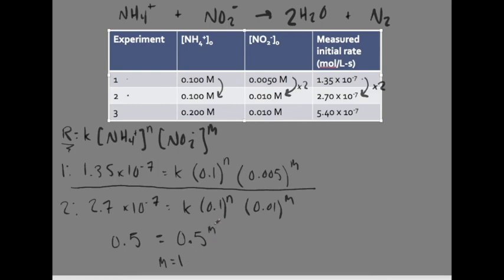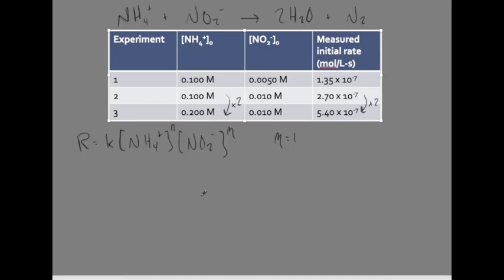I would like for you guys now to pause the video and see if you can figure out what the exponent N has to be. You're going to compare experiment 2 to experiment 3 this time, because in experiments 2 and 3, the NO2 minus stays the same, but the NH4 doubles. So I'll give you a moment to do that.